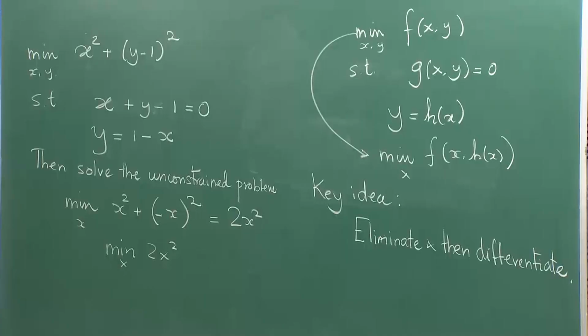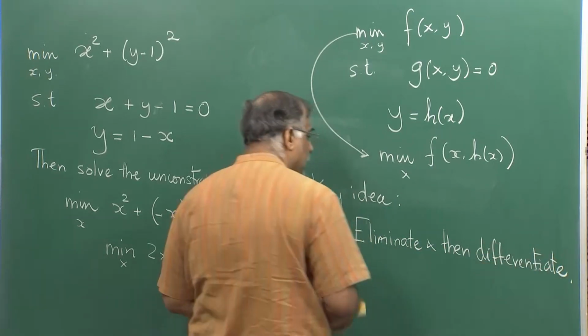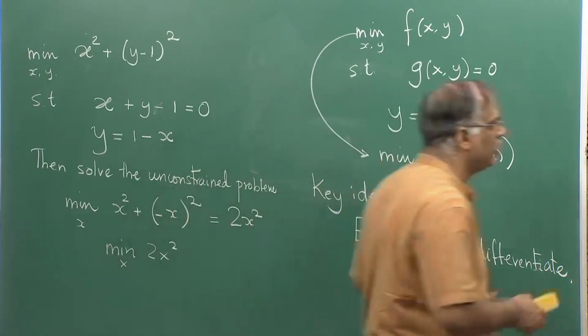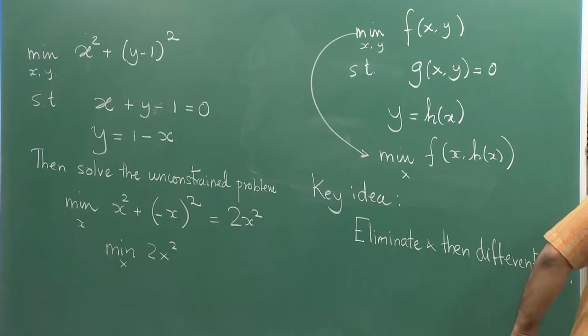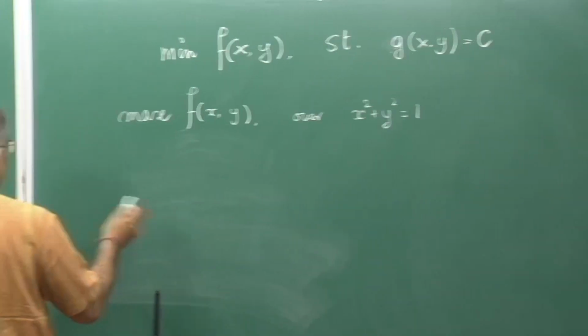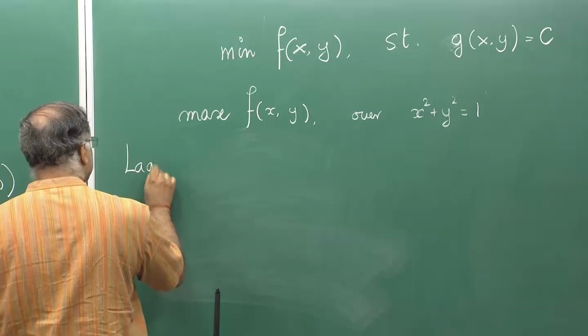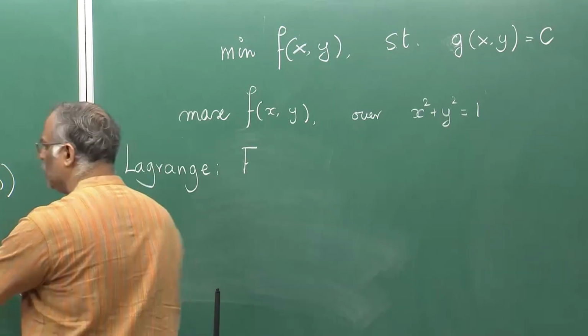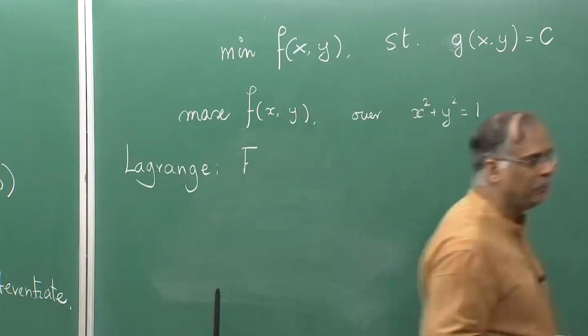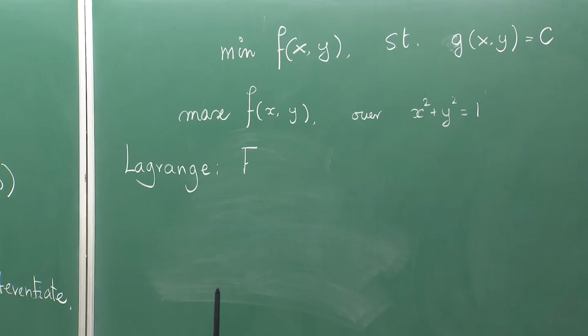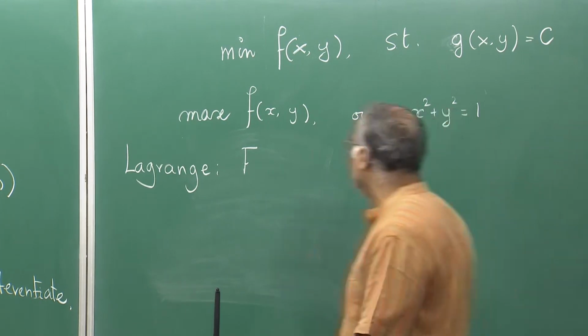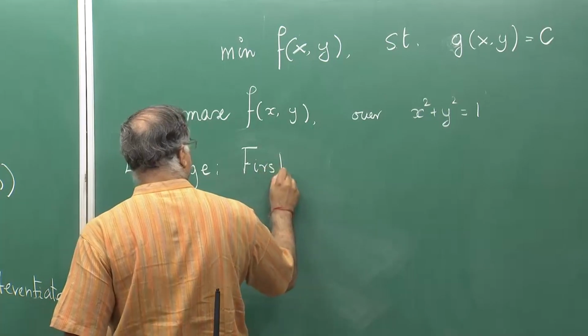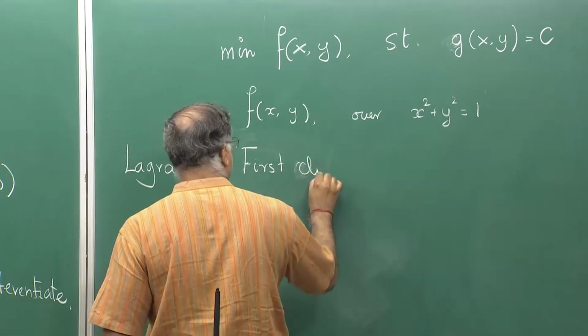Lagrange said to swap these two words. Lagrange says first differentiate and then eliminate. So let me write it down here, I am sure you have taken down the diagram. Lagrange just reverses the whole policy: first differentiate and then eliminate. This is the key idea behind the Lagrange multiplier rule.